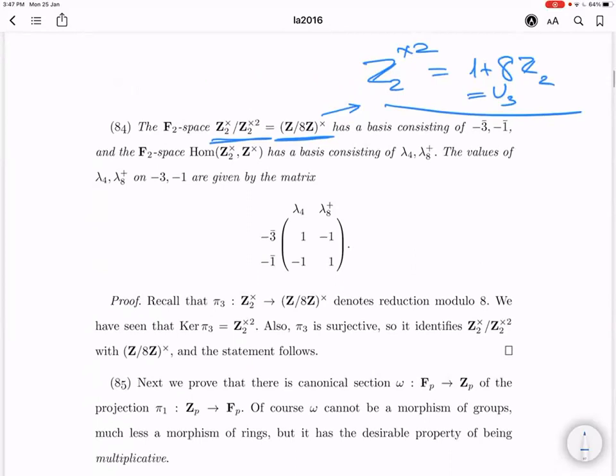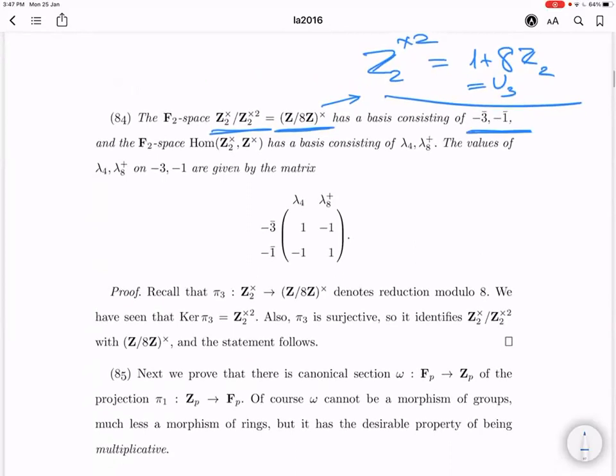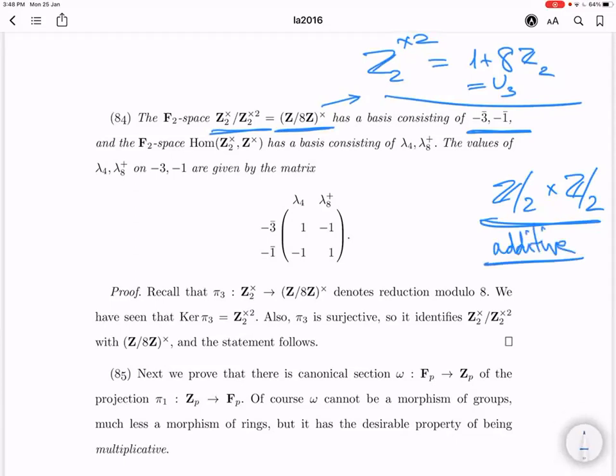As an F2 space, it has a basis consisting of these two elements. It's what is sometimes called the Klein 4 group. It's isomorphic to Z mod 2 cross Z mod 2. But the difference is that when you write this Z mod 2 cross Z mod 2, you are looking at an additive group. The group operation is addition, whereas here it's multiplication. It's a multiplicative group. They're isomorphic, but one is written additively and the other is written multiplicatively.